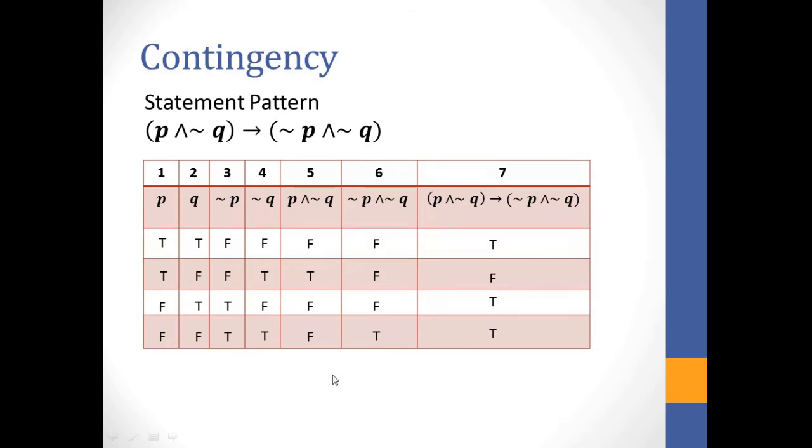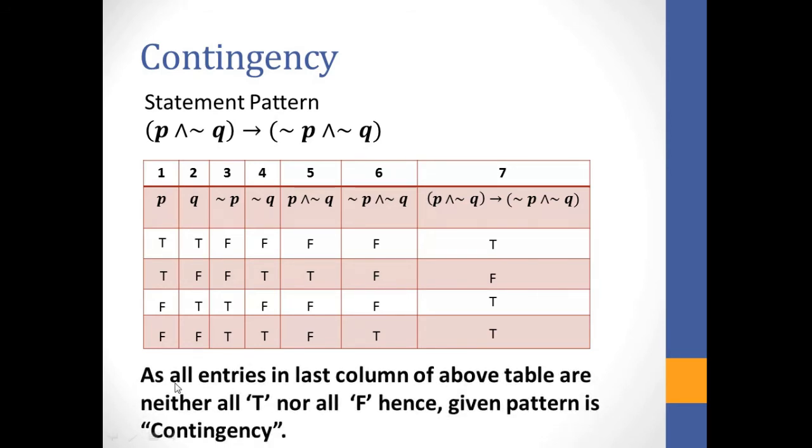So what is your observation here? That as all entries in the last column of the above table are neither all T nor all F, hence the given pattern is called a contingency. So this is all about the statement patterns, types of statement patterns, that is tautology, contradiction and contingency.